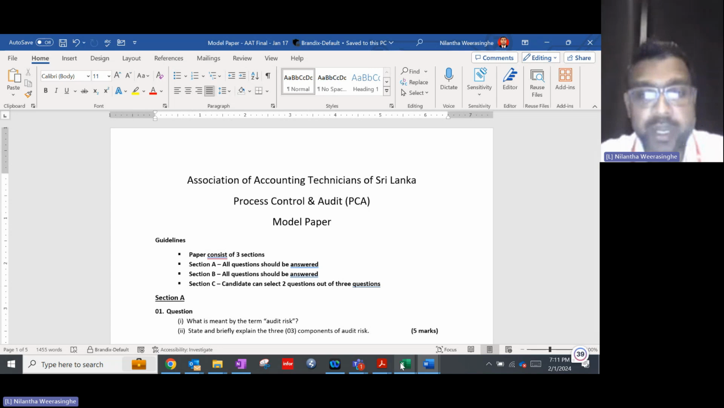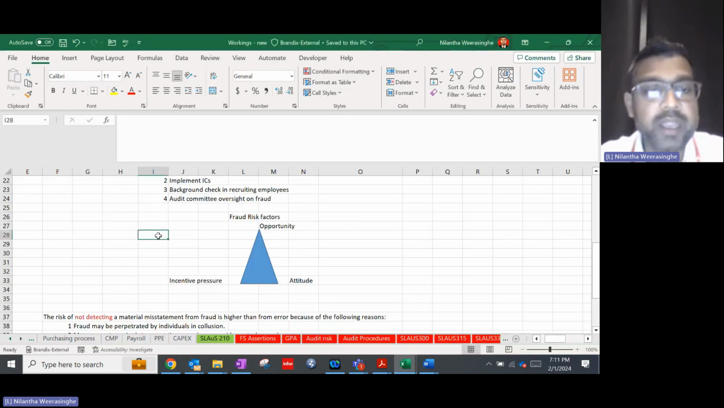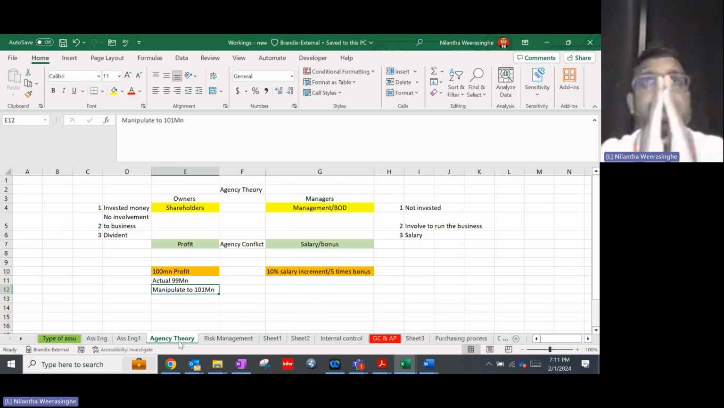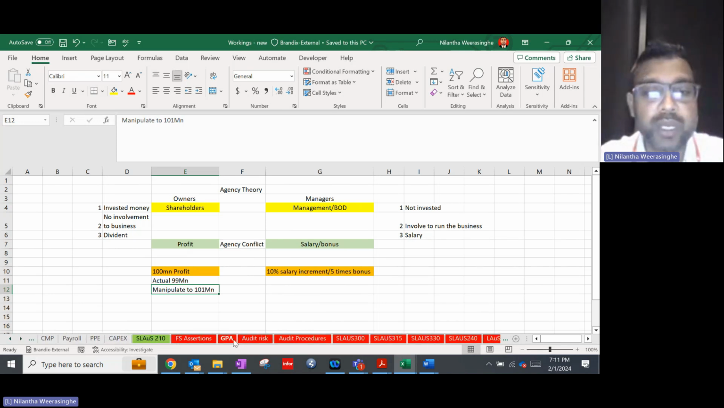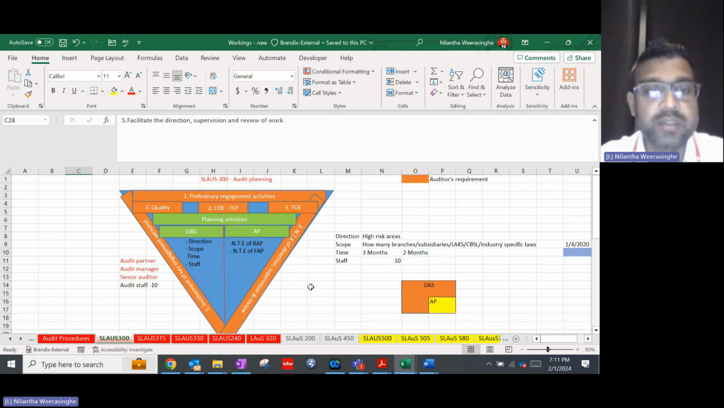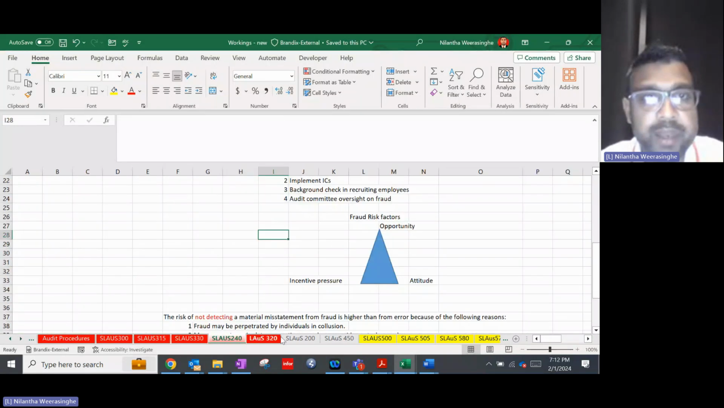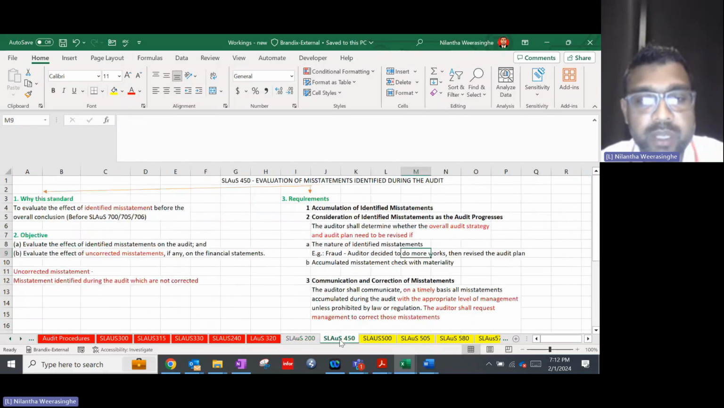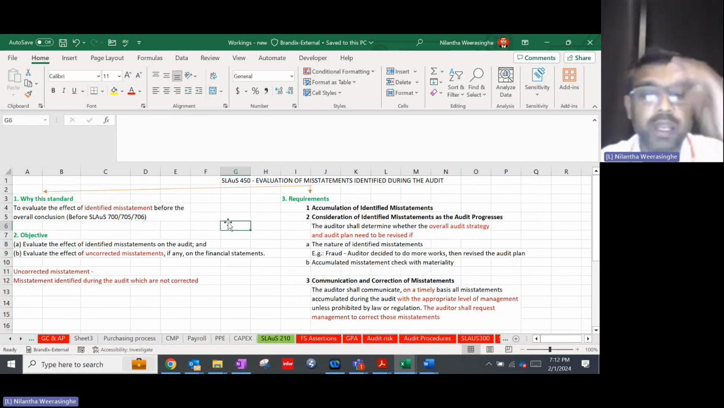In addition to that, I have one Excel file developed by me. It has all the standards relevant for your exam at your level in summary version. Look at SLA 300, the audit planning standard. You can see the summary of that here, and likewise I have developed summaries for all the auditing standards. You can go through them and prepare for the exam. I'll share this at the end of the session with JMC Management, Udara, and you can share it with the students if required.